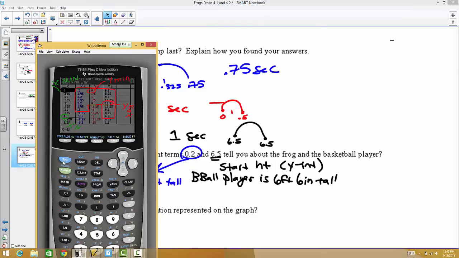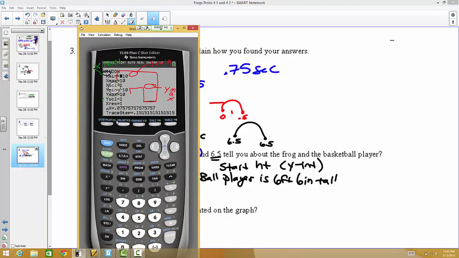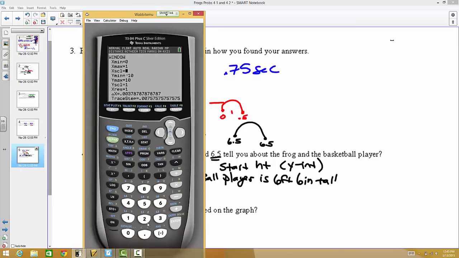All right, so we're going to go to second, or we're just going to go to window. You don't need a second. So window, and I'm going to erase all that. Okay, so the x, we need to go from 0 to 1. So it starts at 0, and it ends at 1. And again, you want about 10 counter marks between 10 and 20. So it'd probably be a good idea to count by 0.1, or maybe even less.